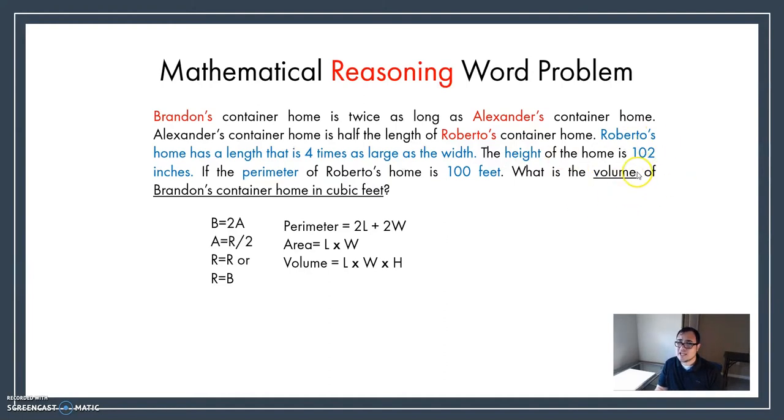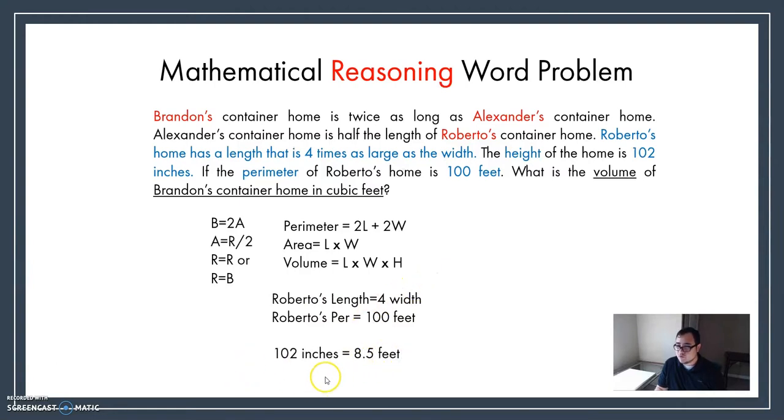Because what usually happens is students will see this 102 and automatically associate feet. They won't identify that the inches written over here would apply to this. They'll use that in their regular work, which will give them the wrong answer at the end. So, Roberto's length is equal to 4 times the width, and Roberto's perimeter is 100 feet. Just like we created this system over here, we can do the same thing here with length and width. Now, when we convert the 102 inches, we'll see that as 8.5 feet.